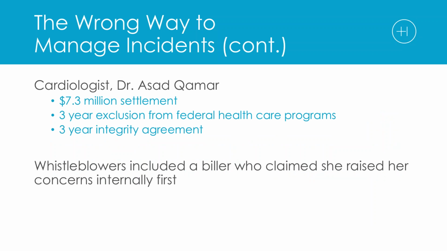The second example, so that first example was from a hospital system, is from a physician practice. This physician recently settled for a little over $7 million, and unfortunately also received a 3-year exclusion from the federal health care programs and a 3-year integrity agreement. In this case, the allegations, in a nutshell, were that the cardiologist was performing more procedures than needed. There were actually two whistleblowers, and they combined the case into one. The first whistleblower was a physician. The second whistleblower was a biller.